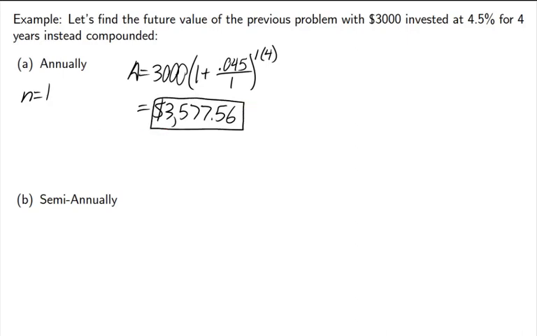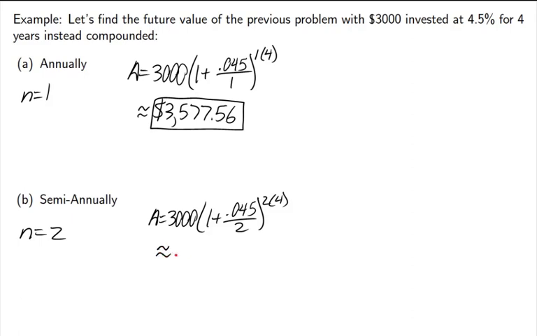How about semi-annually? Semi-annually is 2 times per year. We'll use the same formula, and you'll notice this time I've put in n equals 2 instead of 1. This time, I get approximately $3,584.49.